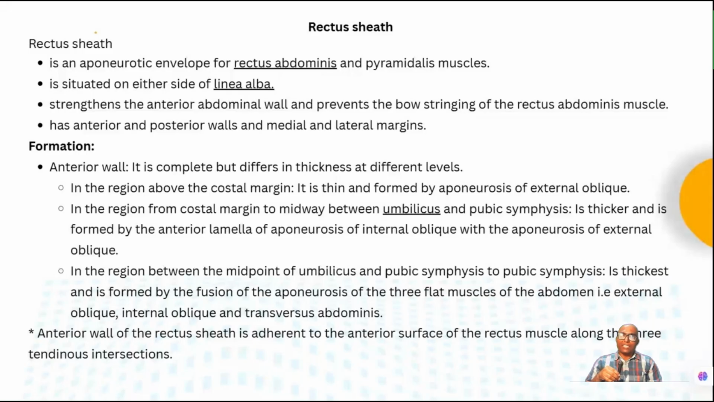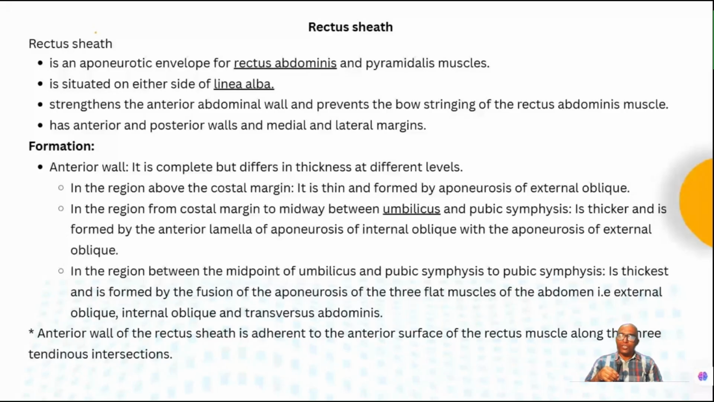Now, how it is formed, that is going to be very, very important. I have already posted this particular video in the group. I hope you have listened to it. What is the difference in various parts in the formation of this rectus sheath? Now let us see the anterior wall of the rectus sheath. See, this rectus sheath has got an anterior wall and a posterior wall. The anterior wall is complete, but it differs in thickness at different levels.